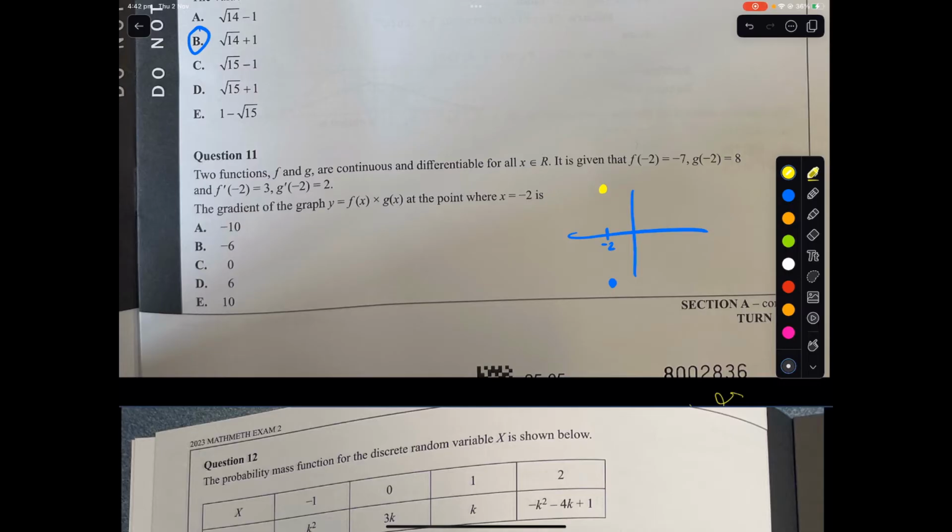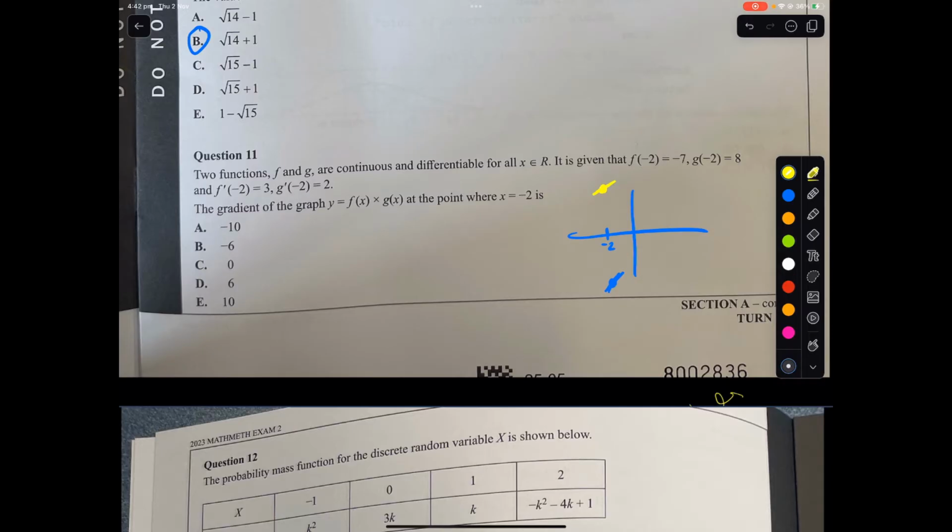And we know that the gradient of f dash at -2 is 3. So it's like a slope up. And at -2 for g, it's a slope, a little bit dimmer for this one. So it's like around here. Then what's the gradient of f of x times g of x?